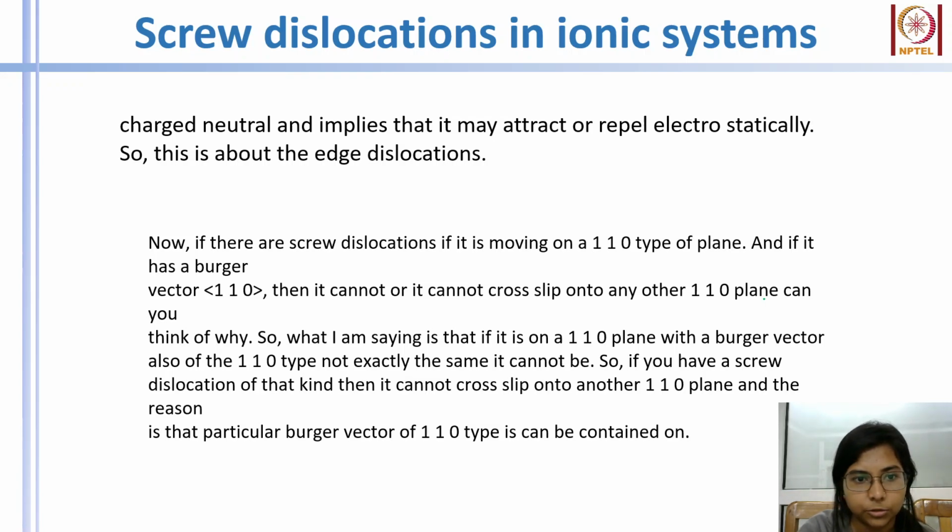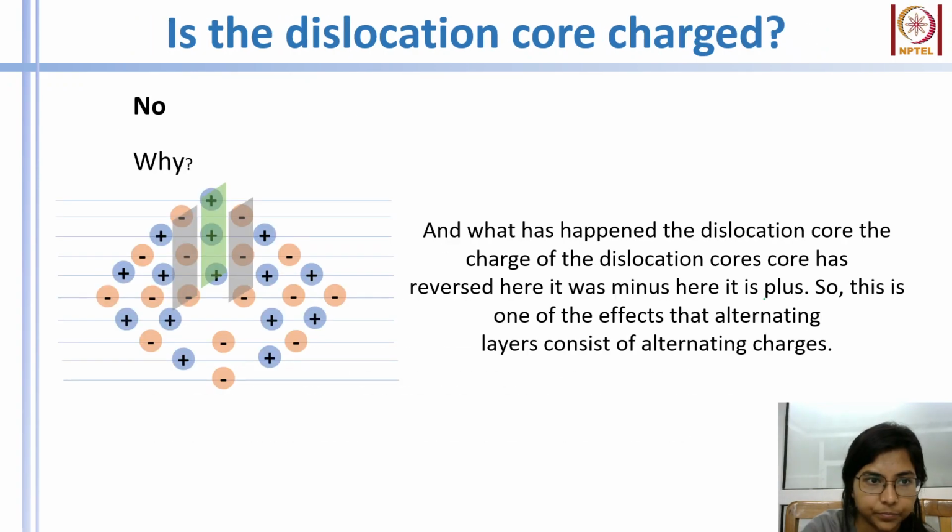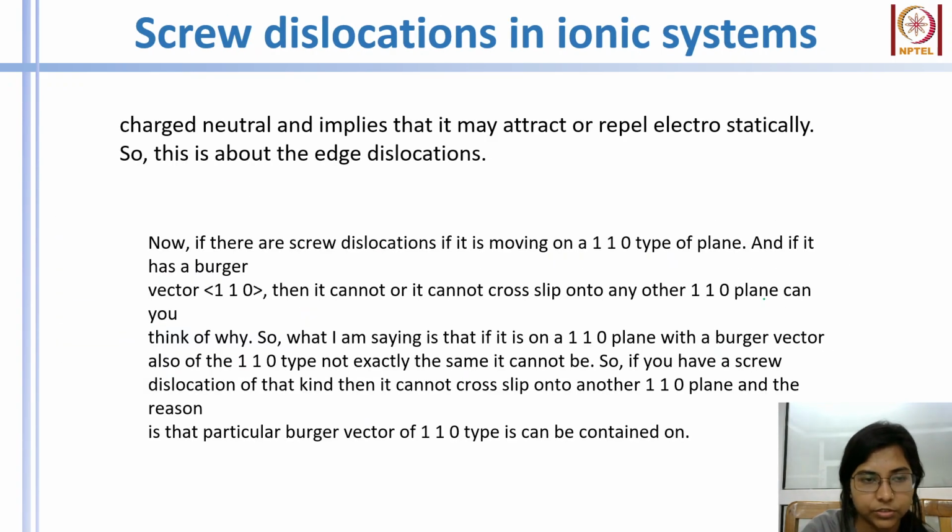Now we will learn about the screw dislocations. This part on edge dislocations ends with this slide, and from here we will start the screw dislocations in ionic systems. So suppose a screw dislocation is moving on a 100 plane and has this Burgers vector, because we have learnt this in the previous class.